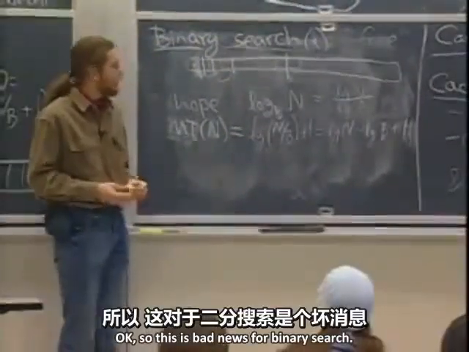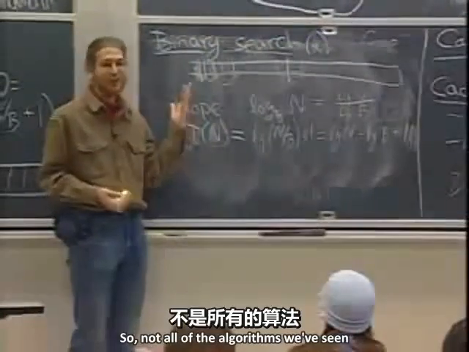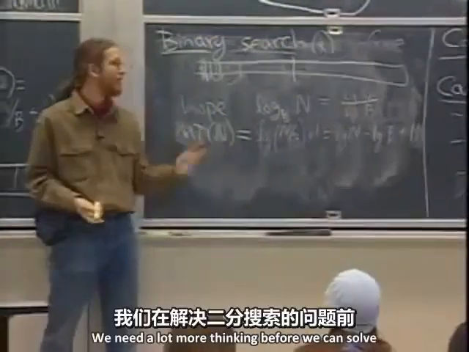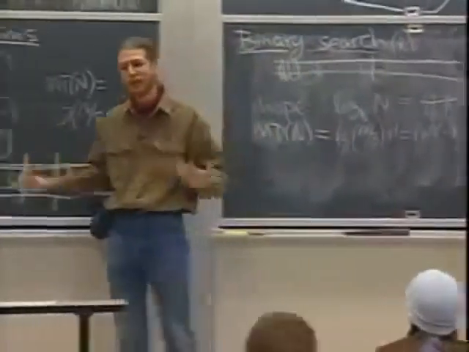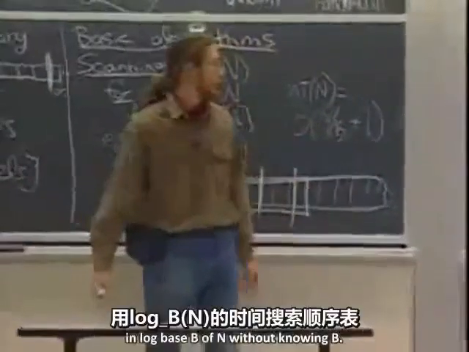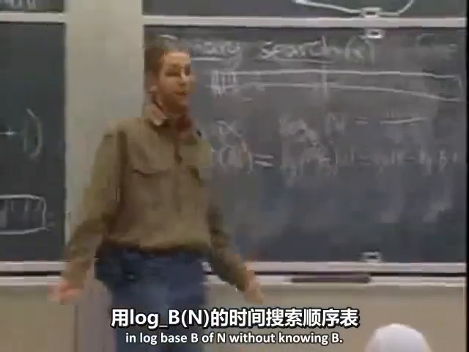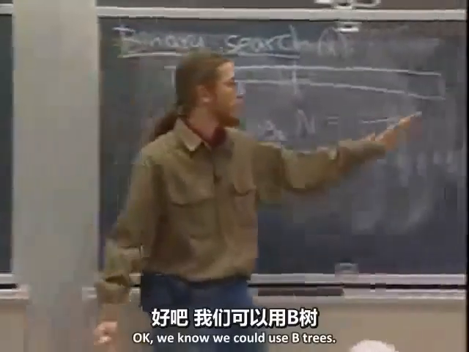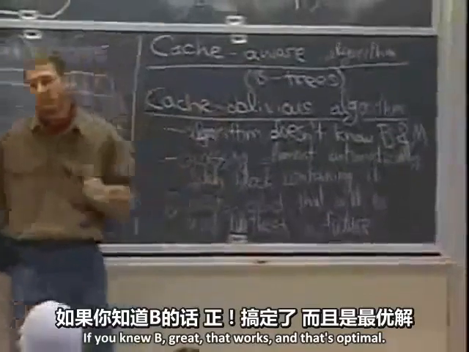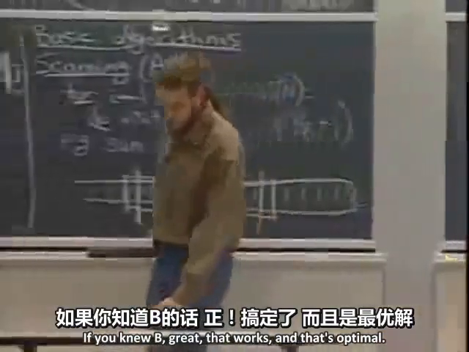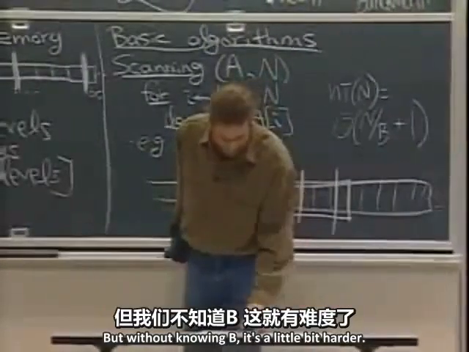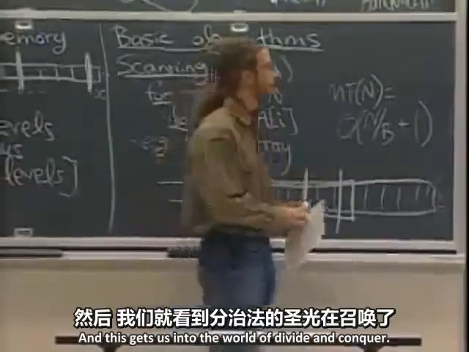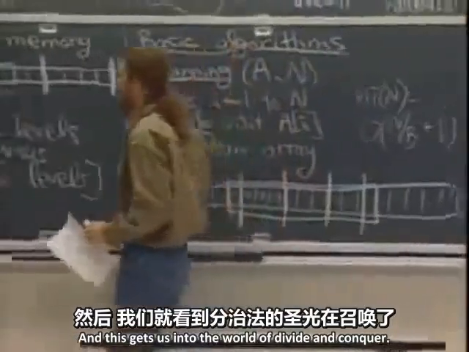Okay, so this is bad news for binary search. Not all of the algorithms we've seen are going to work well in this model. We need a lot more thinking before we can solve what is essentially the binary search problem, finding an element in a sorted list in log base b of n without knowing b. We know we could use B-trees. If you knew b, great, that works, and that's optimal. But without knowing b, it's a little bit harder. And this gets us into the world of divide and conquer.